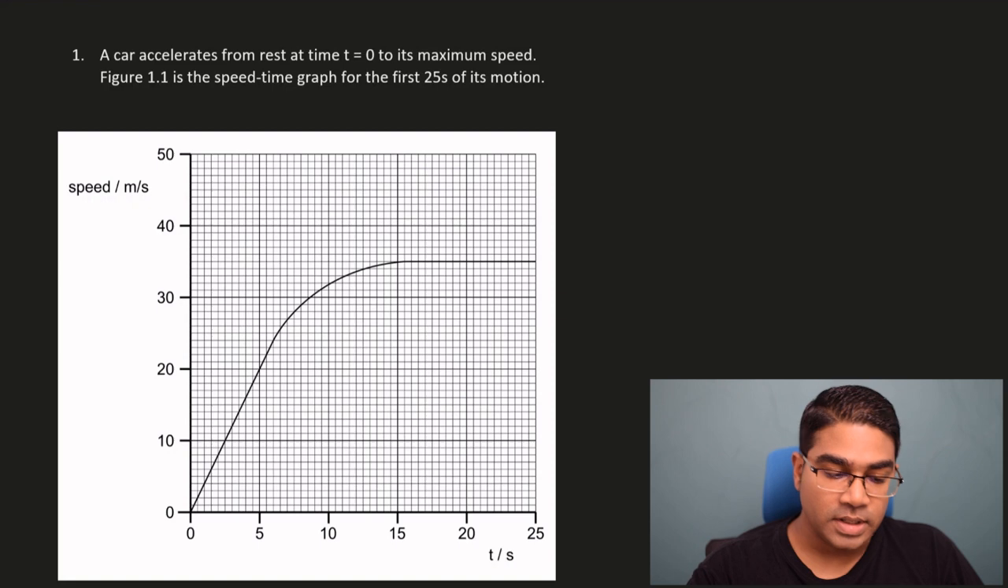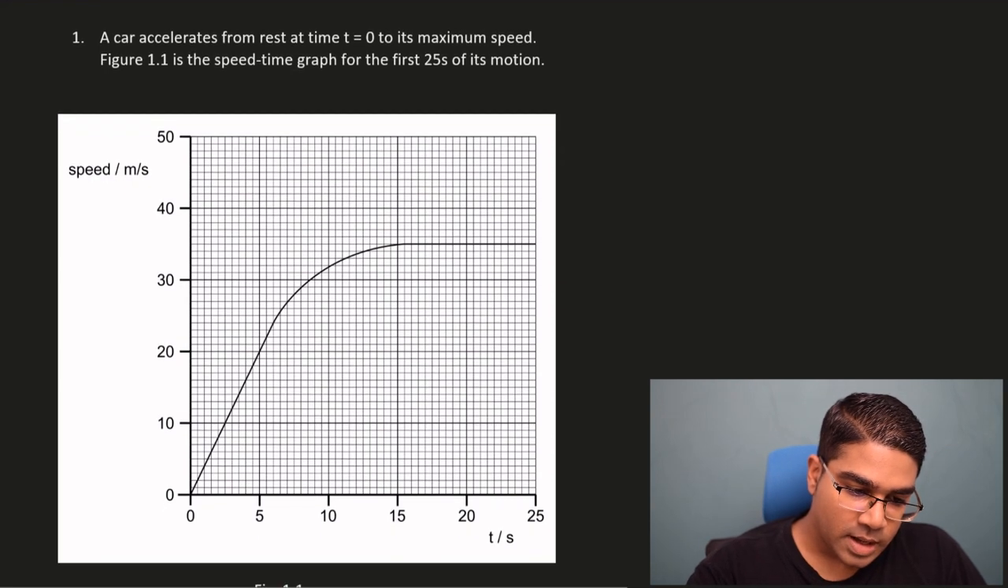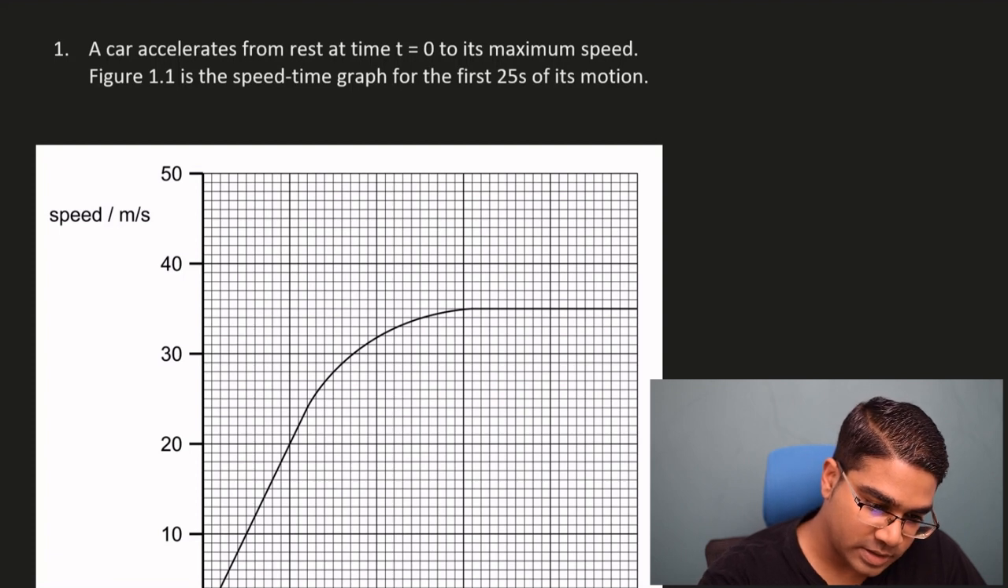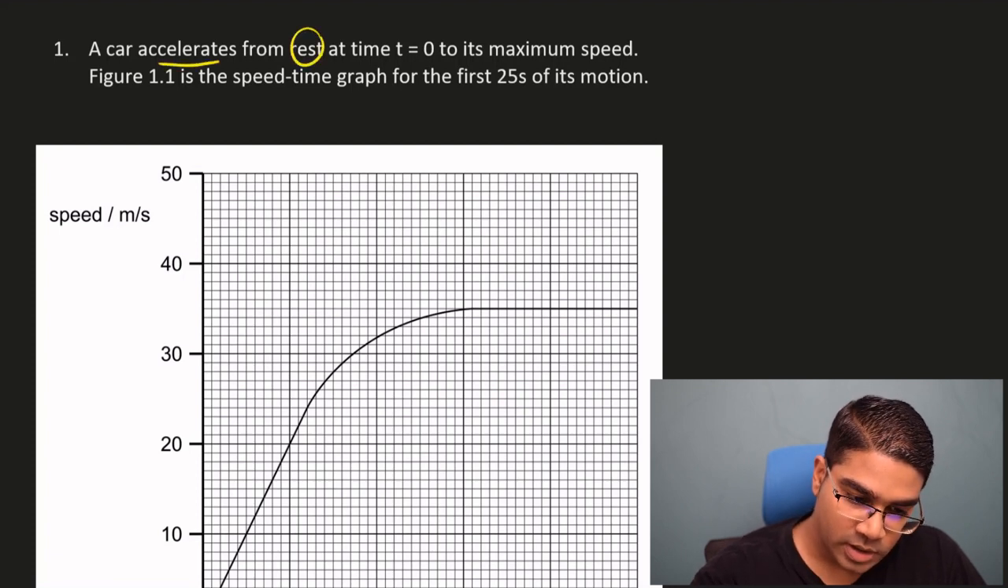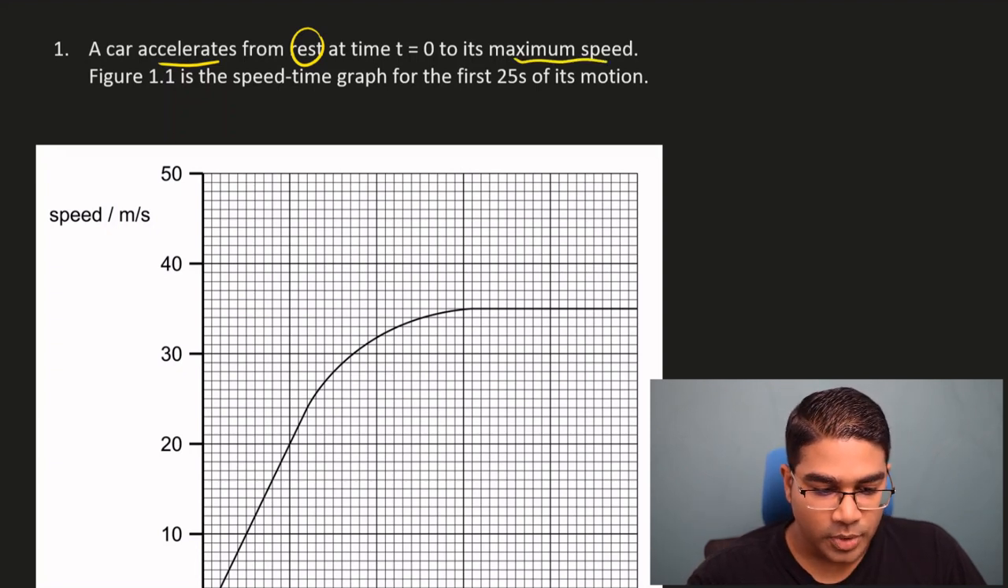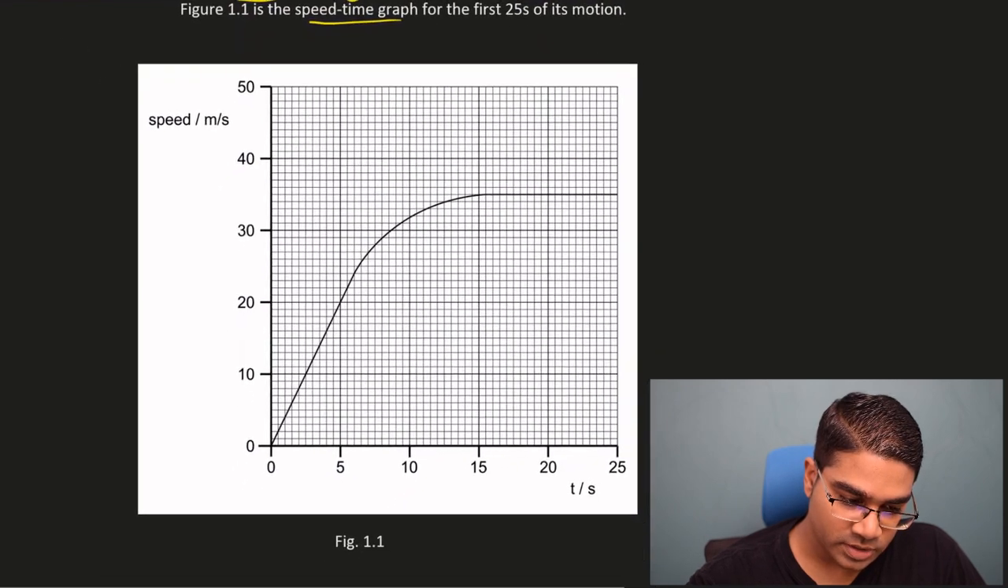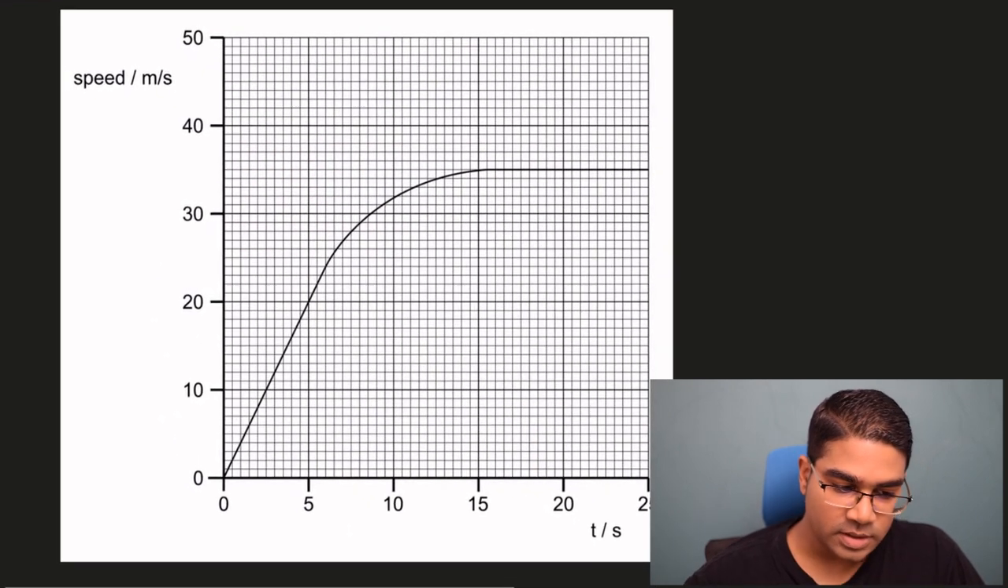So let's go to the first question. Let's look at this question. A car accelerates from rest, so let's just underline the keywords, accelerates from rest at time t equals 0 to maximum speed. Figure 1.1 shows the speed time graph for the first 25 seconds of its motion. So let's study the graph first.